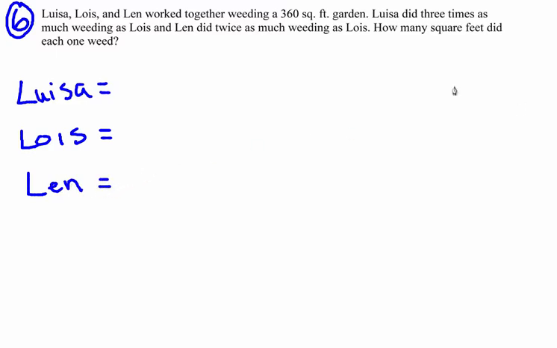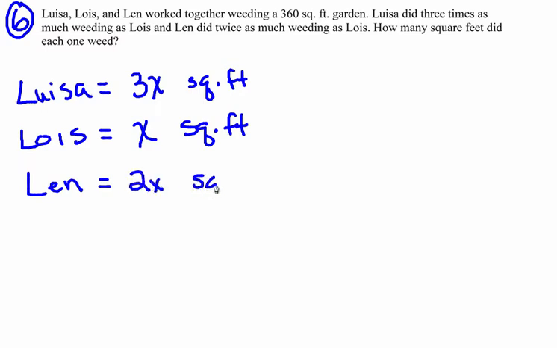Well, they tell us that Louisa did 3 times as much weeding as Lois. So let's have Lois be X amount of weeding, X square feet. And then Louisa is going to be 3 times that amount. She did 3 times as much as Lois. And it says that Len did twice as much as Lois. So he's going to be defined as 2 times X, twice as much as the square footage of weeding that Lois did.